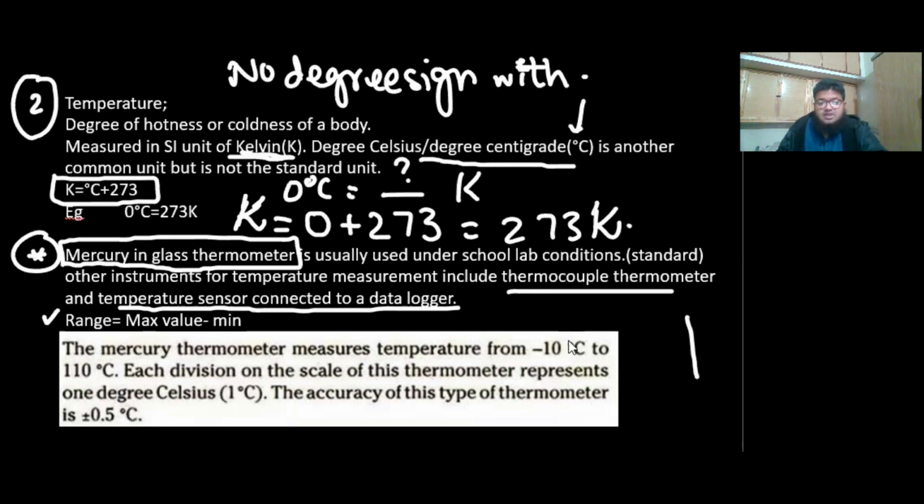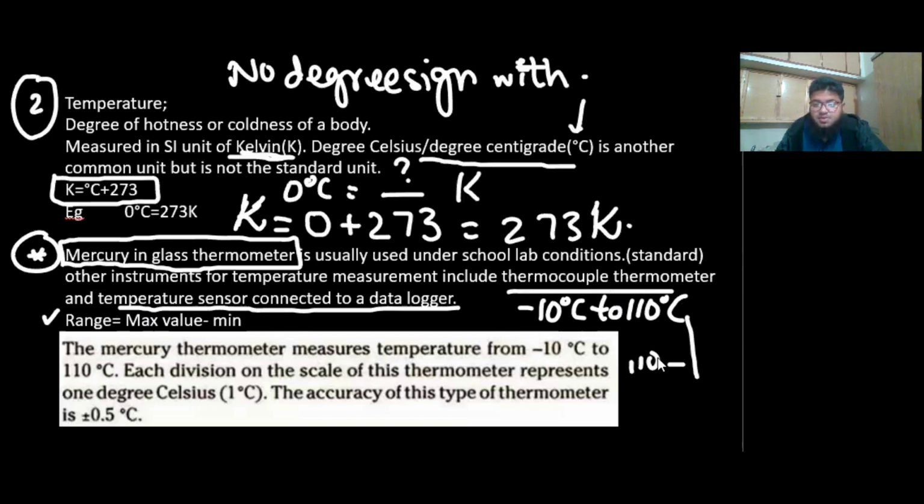If this thermometer measures from minus 10 degrees Celsius to 110 degrees Celsius, what is this value? This is in fact the range of that thermometer. Although I haven't subtracted it, this is still the range. If I wanted to calculate a value of the range, I would take the difference. How to calculate the difference? The maximum minus the minimum. So the maximum is 110 minus the minimum.